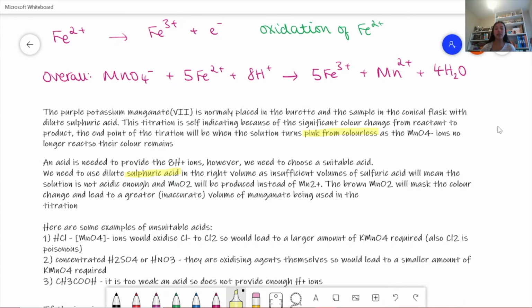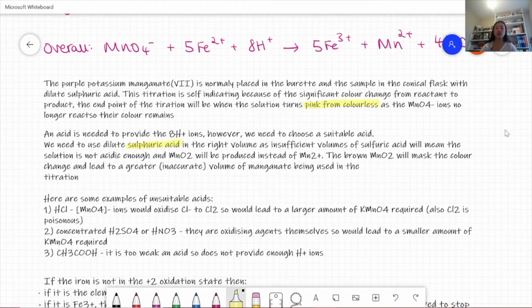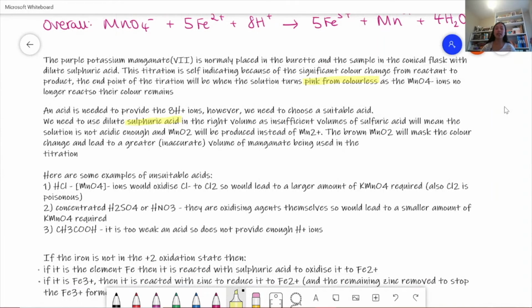And this MnO2 is brown, so it'll mask the colour change and lead to a greater volume of manganate being used in the titration. Here are some examples of unsuitable acids. So the first one is hydrochloric acid, and this is unsuitable because the manganate ions would oxidize the chloride ions to chlorine. So the chloride ions come from the HCl, and these would be oxidized to chlorine. So it would lead to a larger amount of the potassium manganate required, and also the chlorine produced is poisonous.